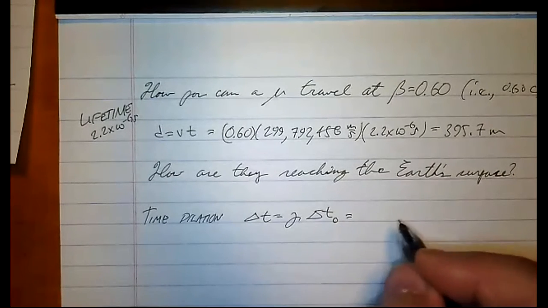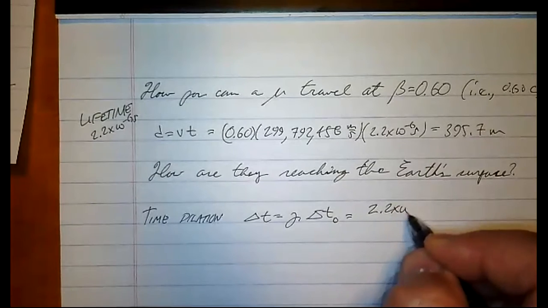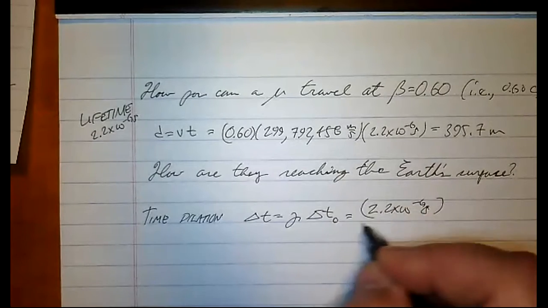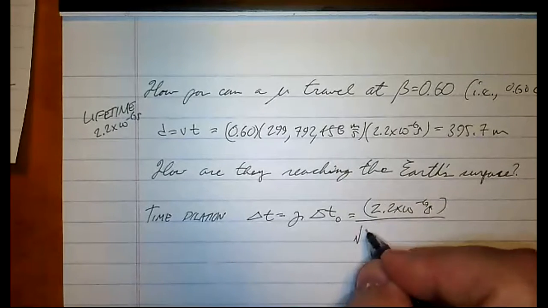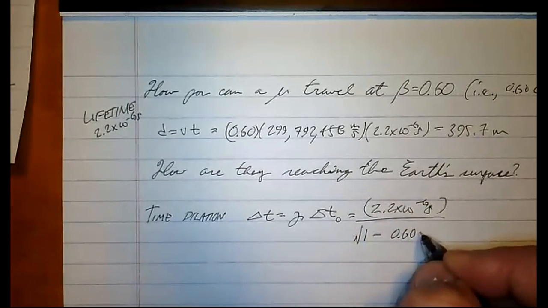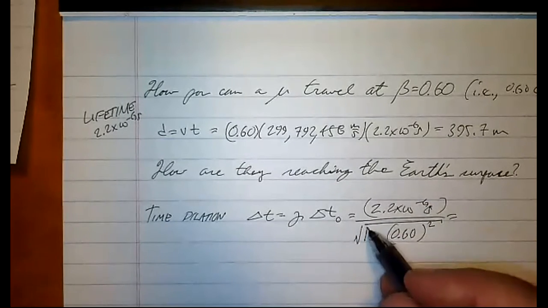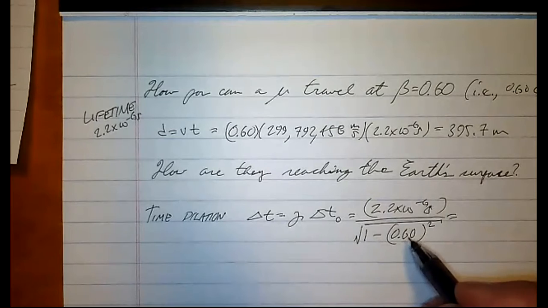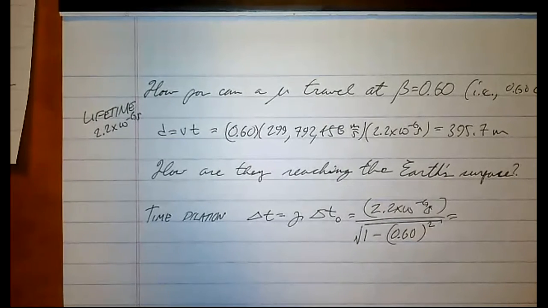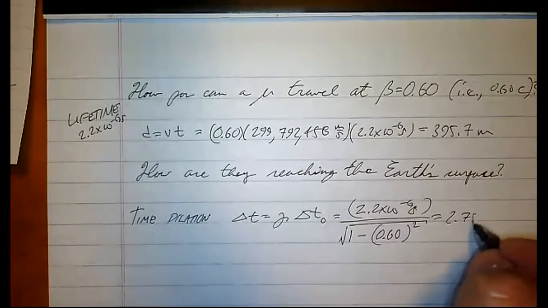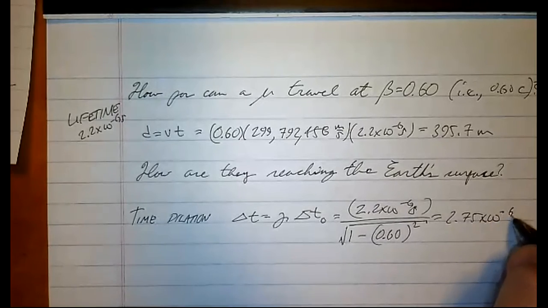Well, gamma is equal to, and delta t 0, 2.2 times 10 to the negative 6. That's the delta t 0. But the gamma is 1 over the square root of 1 minus 0.60 squared. Everybody see what I did there? This is just 1 over the square root of 1 minus beta squared. So I'm going to say 2.2 e to the negative 6 divided by square root 1 minus 0.6 squared. I'm sorry for being so sloppy on that earlier. This gives me 2.75 times 10 to the negative 6 seconds.